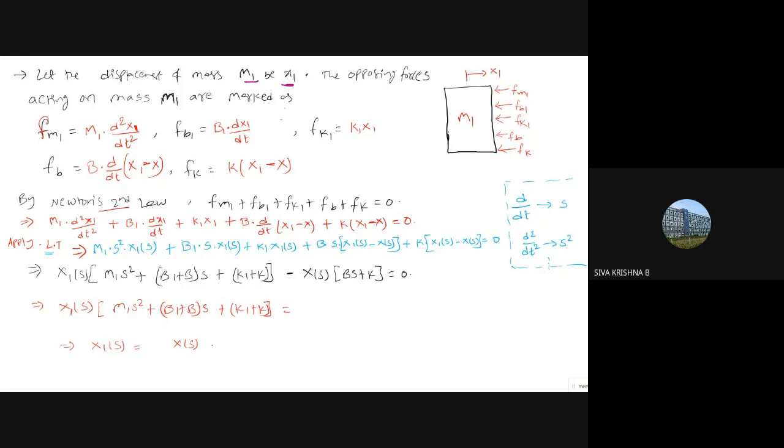Is this clear to all of you? Okay, now split those terms. Separate x1 of s and x of s and then you will have it like this. After that, take the x of s terms to the right side, with a minus sign. Then find x1 of s equals x of s into this value divided by the total.